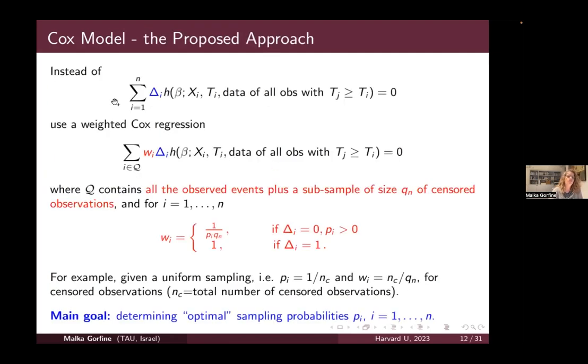So what we propose is, instead of using this estimating equation, we would like to move to a weighted Cox estimating equation, where we go over a subsample Q, and each term within this summation is multiplied by w_i. What is Q? Q contains all the observed events plus a subsample of size q_n of censored observations. Because we are using a rare event, we would like to keep all the 5,000 cases. We would like only to take a subsample out of the 300 million dummy observations that are censored.